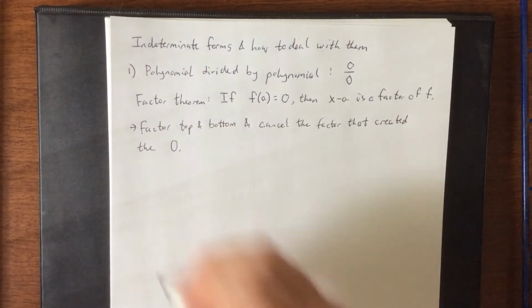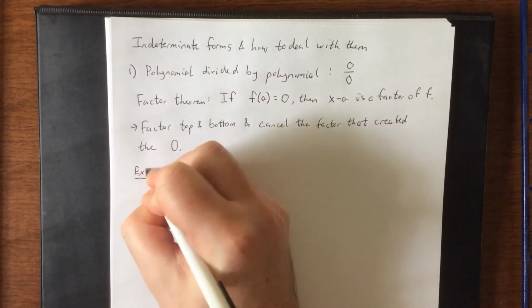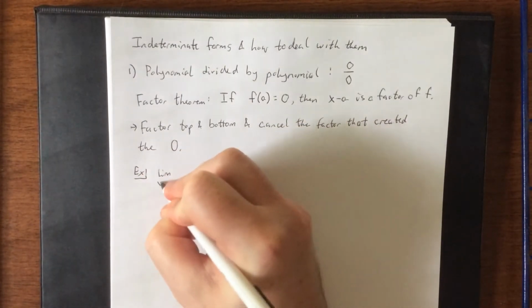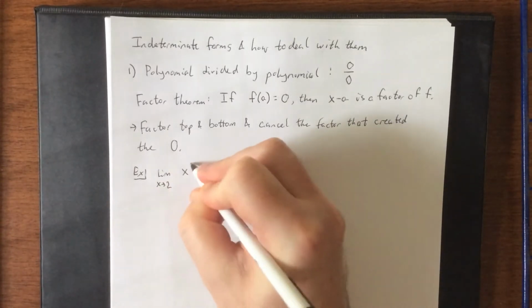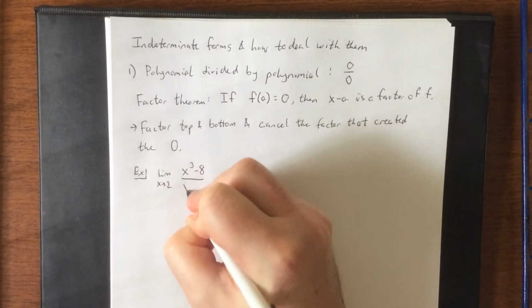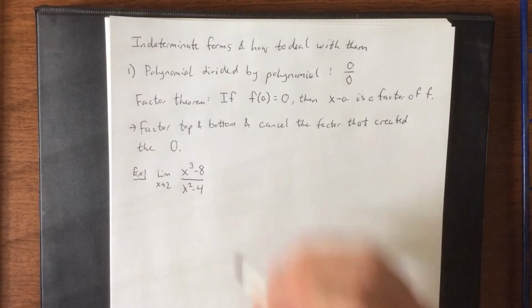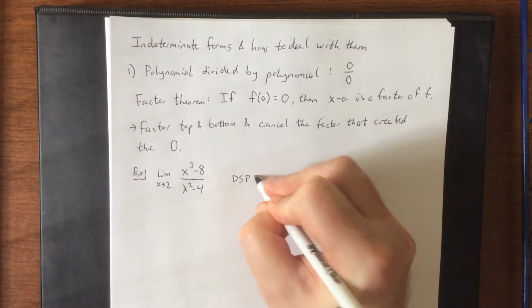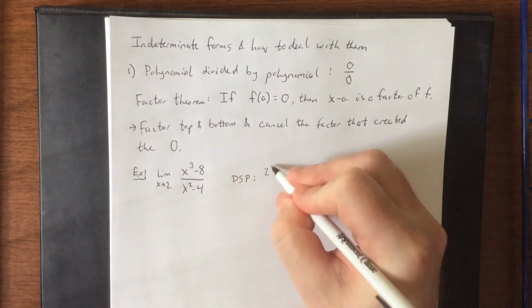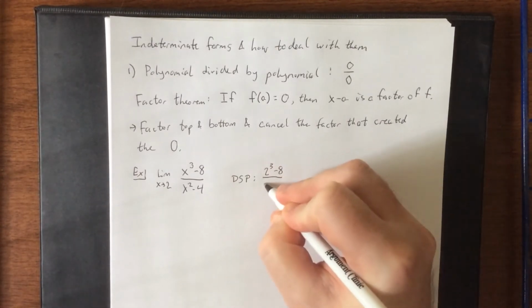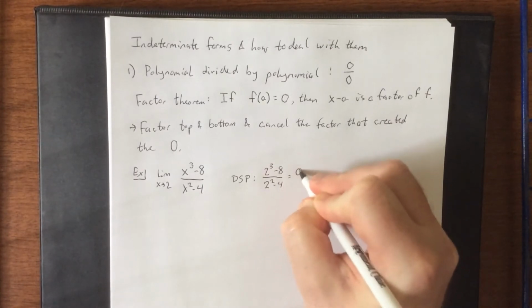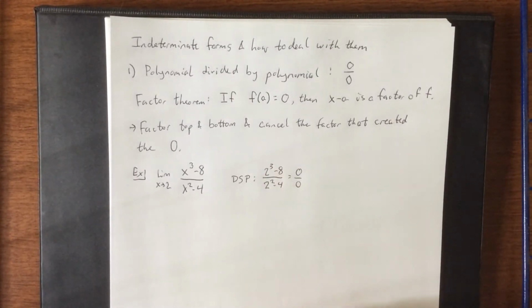In one of our previous videos, we had a polynomial divided by a polynomial. And if memory serves, this was it. The limit as x approaches 2 of x cubed minus 8 over x squared minus 4. Now, if we were to attempt to use the direct substitution property with this one, we would get 2 cubed minus 8 over 2 squared minus 4. That would be 0 divided by 0. Like I frequently say in French, this is no bueno.